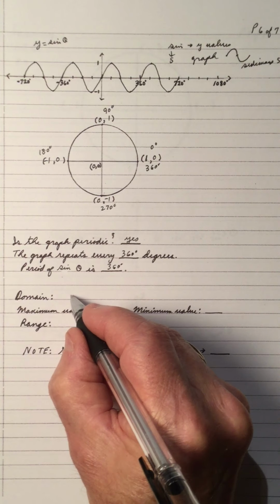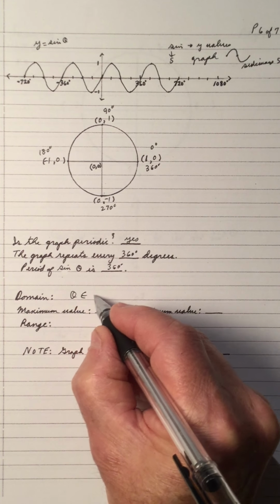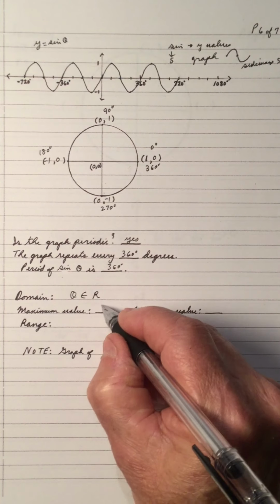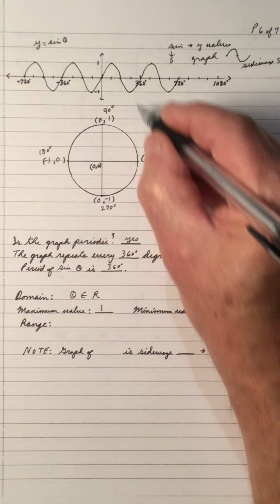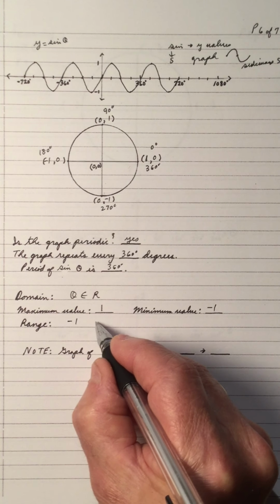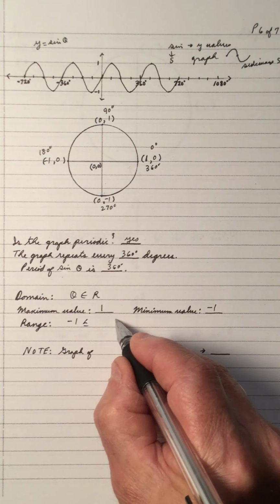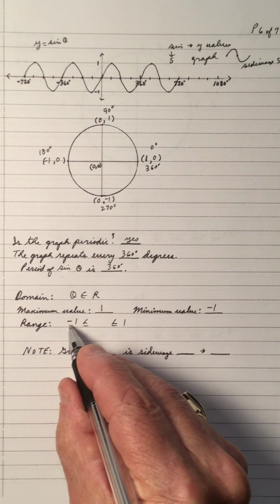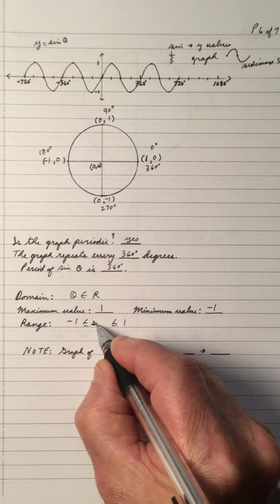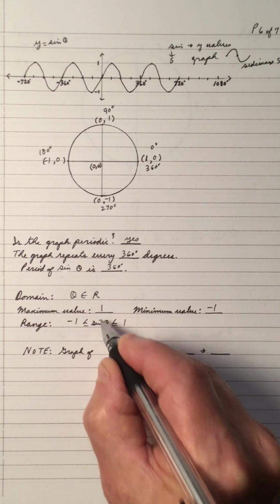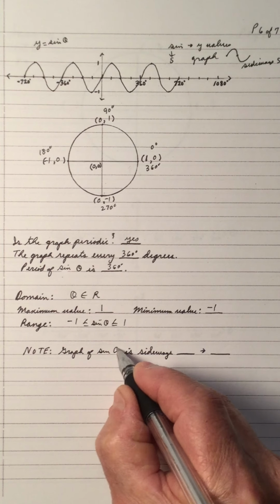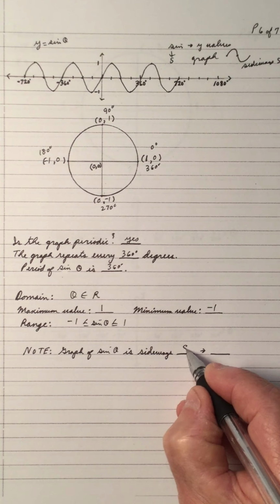The domain is theta belongs to the real numbers. The maximum is 1. The minimum is negative 1. The range is between negative 1 less than or equal to sine theta less than or equal to 1. Notice negative 1 is on the left, 1 is on the right, and sine theta is in between. And note that the graph of sine theta is a sideways S.